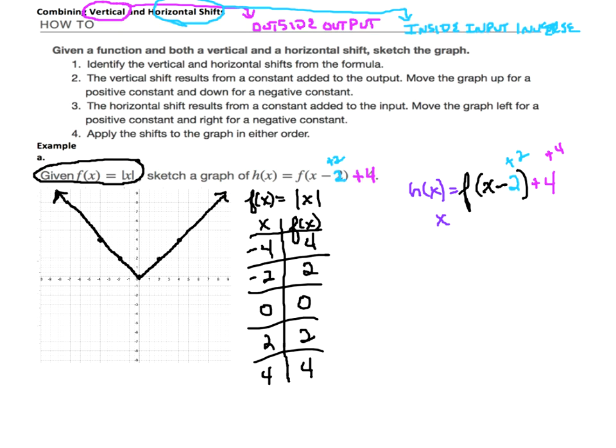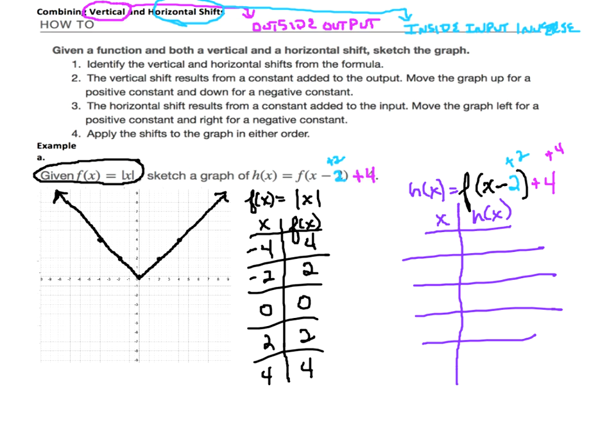All right, so here's my x and my h of x, my new points. Okay, so 1, 2, 3, 4, 5. I started with -4, -2, 0, 2, and 4. And I also started with 4, 2, 0, 2, 4.